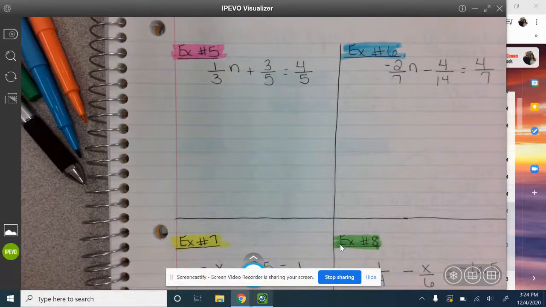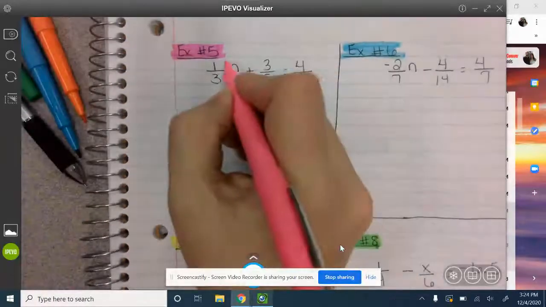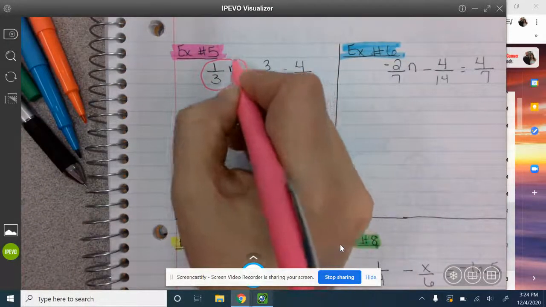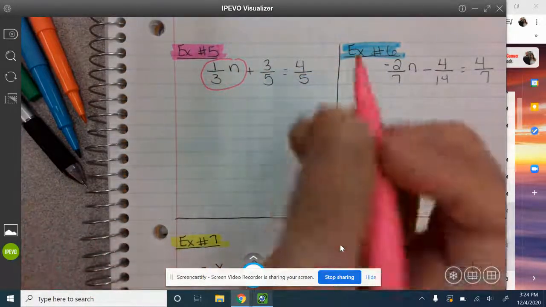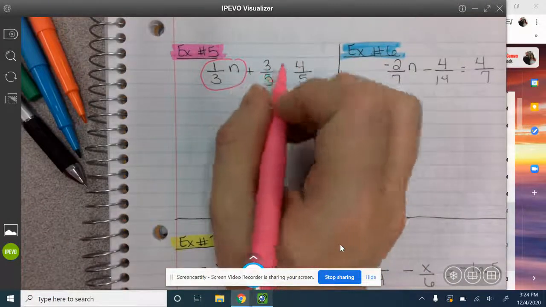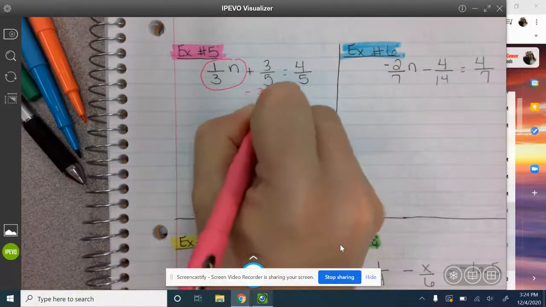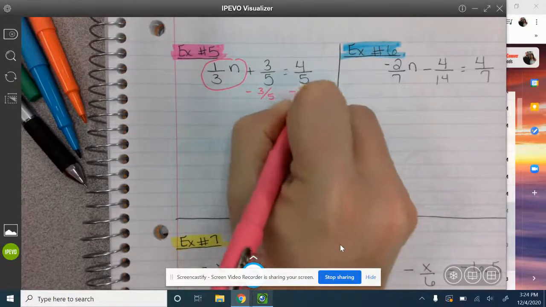1/3 n plus 3/5 equals 4/5. Well, I'm going to circle my 1/3 n because that's what I want by itself at the very end. So how do you undo positive 3/5? We're going to subtract 3/5 on both sides.